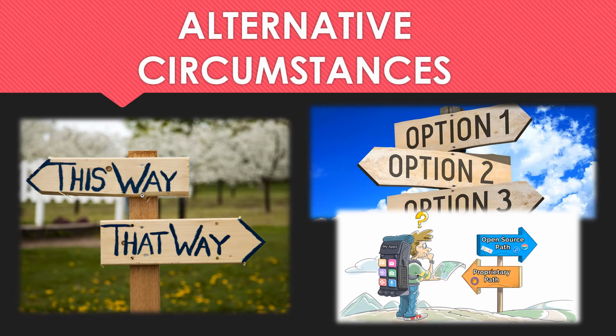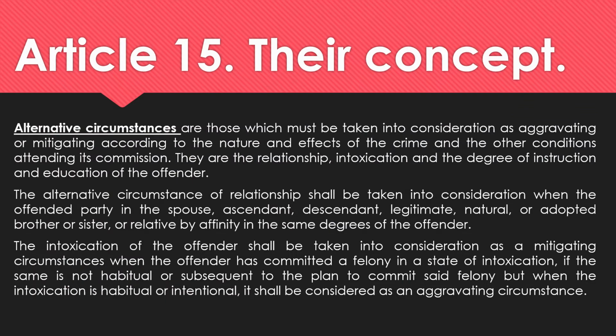We have learned that there are a lot of circumstances such as mitigating and aggravating circumstances. Now in this topic we are going to deal with the alternative circumstances, which could be either mitigating or aggravating circumstances. Article 15, their concept. Alternative circumstances are those which must be taken into consideration as aggravating or mitigating according to the nature and effects of the crime and the other conditions attending its commission.